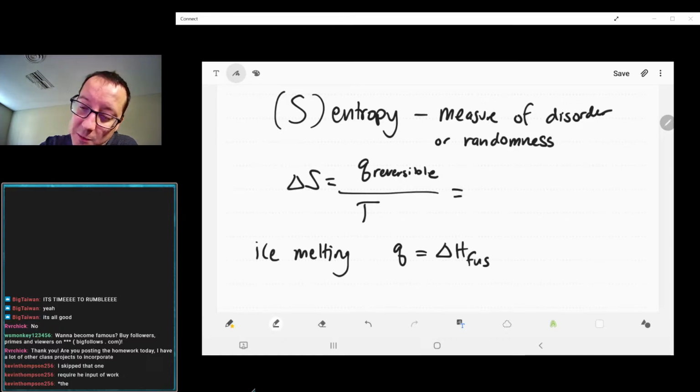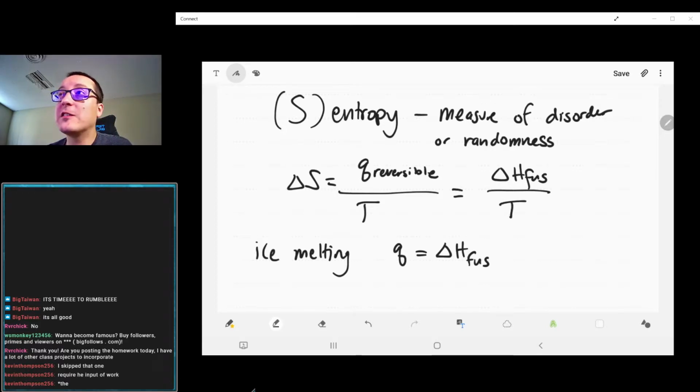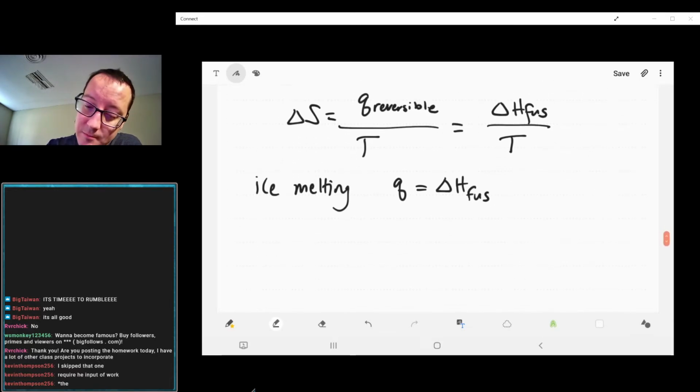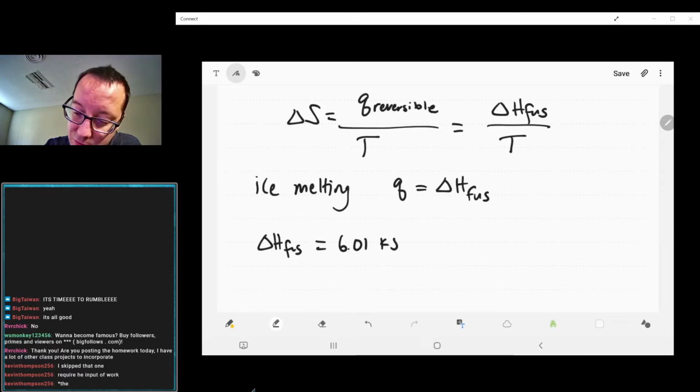We're going to see that we can approximate this if we just assume any temperature change to be infinitesimal. We can approximate the entropy of a process by being its delta H over a given temperature. And so we can calculate it. So for water, delta H fusion is what, 6.01 kilojoules per mole?